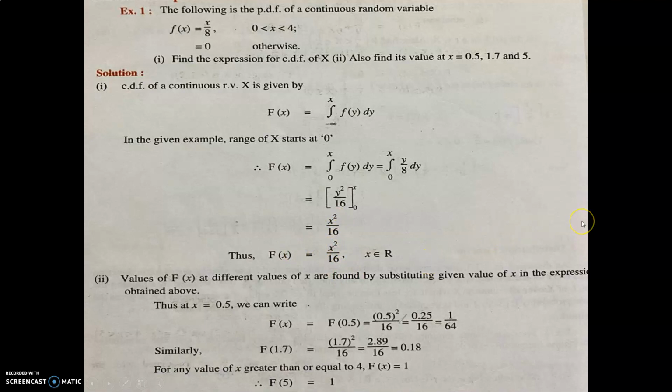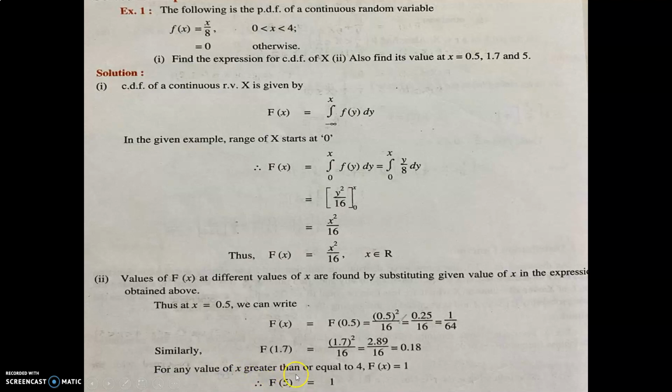The second question is, find its value at x equal to 0.5, 1.7 and 5. The values of F of x at different values of x are found by substituting the given value of x in the expression obtained above. Here capital F of x is x square upon 16. So at x is equal to 0.5, F of 0.5 is equal to 0.5 whole square upon 16, that is 0.25 upon 16, that's equal to 1 upon 64. Similarly, 1.7 also you can substitute here. So F of 1.7 is 1.7 whole square upon 16, that is 2.89 upon 16, which is equal to 0.18. Similarly you can find F of 5 also.